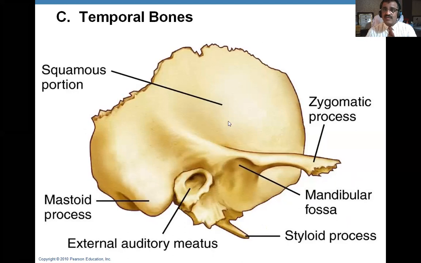So it has a squamous portion. Then it has a mastoid process here. Then it has an external auditory meatus for the purpose of the ear. Then there is a styloid process here below.